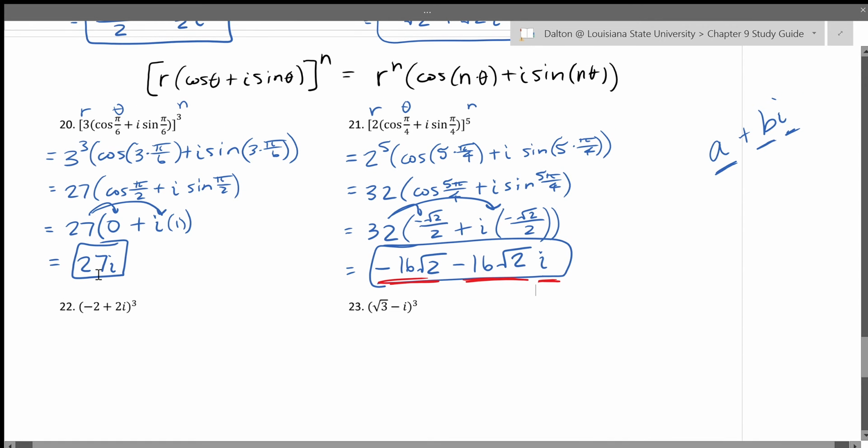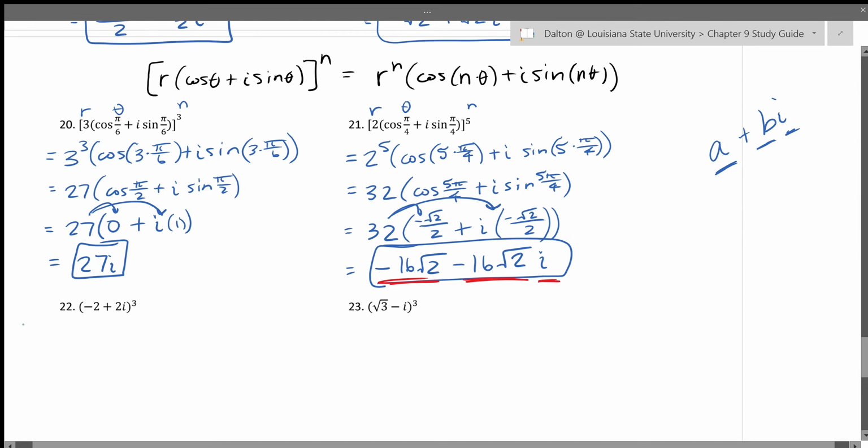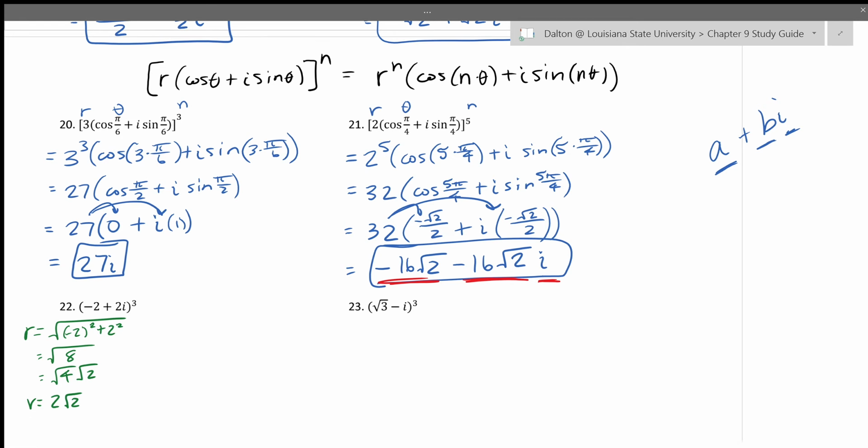So in order to do that, I need to first find r and theta. So r is going to equal the square root of negative 2 squared plus 2 squared, which will be the square root of 4 plus 4, which is 8, which the square root of 8 could be rewritten as the square root of 4 times the square root of 2. Square root of 4 is 2, so r is 2 square roots of 2.